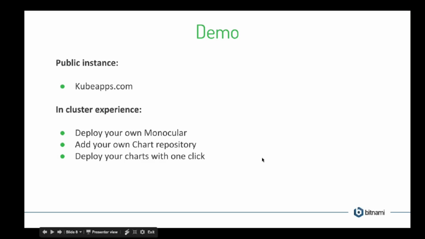So the demo is going to have two parts. The first one is going to represent the scenario of a public instance of Monocular. In this case, I'm going to show kubeapps.com. But then we're going to deploy our own Monocular. We're going to add our own chart repository and also enable this integration with one-click deployments.